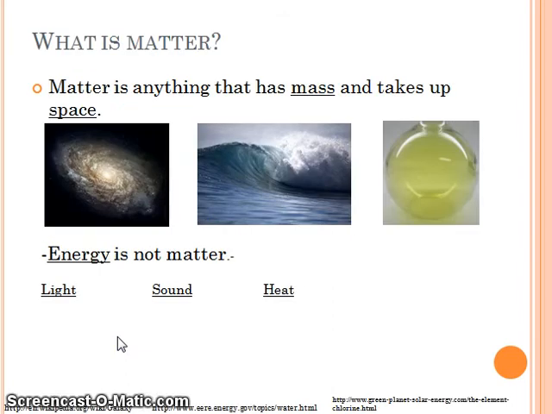To start off, let's talk about matter. What is matter? Matter is anything that has mass and takes up space. That includes anything from galaxies to water to gases like this chlorine gas in here. There are some things you might think of that are not matter, such as light, sound, and heat. Those are forms of energy, which is not matter.